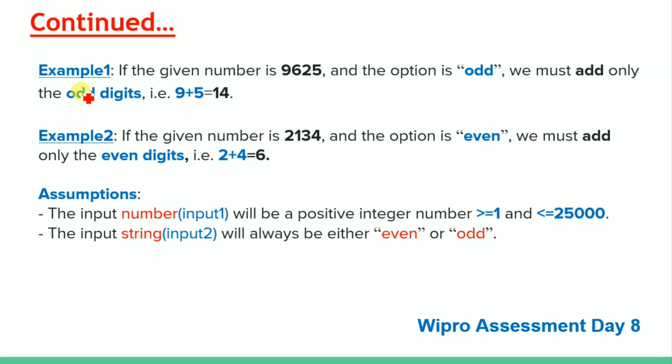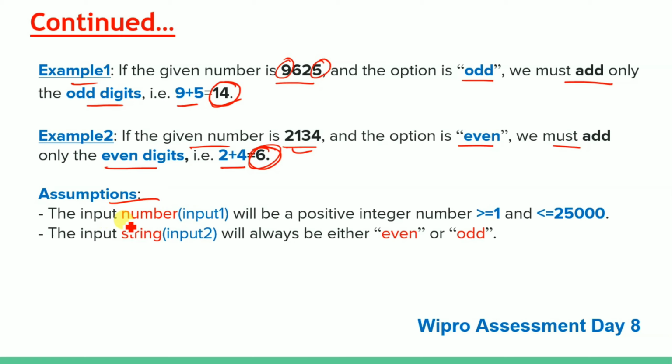And here an example is given. The first example is, if the given number is 9625 and the option is odd, we must add only the odd digits, that is 9 plus 5, which is equal to 14. Here we can see that there are two odd digits in 9625, which are 9 and 5. So it returns 14. And another example is given that if the given number is 2134 and the option is even, we must add only the even digits, that is 2 plus 4, which is equal to 6. And here there are two even digits, that is 2 and 4 in this number, so it should return 6.